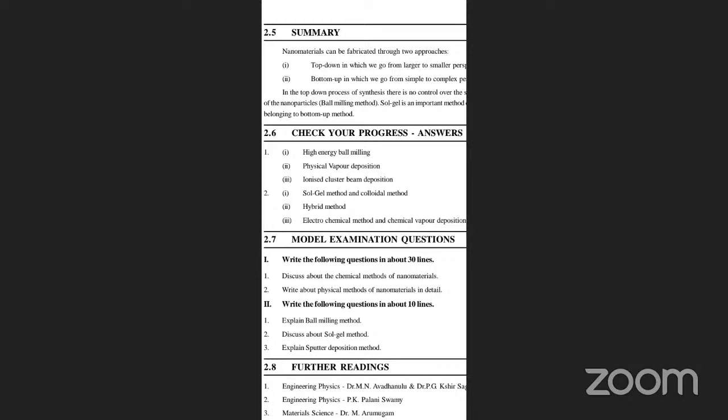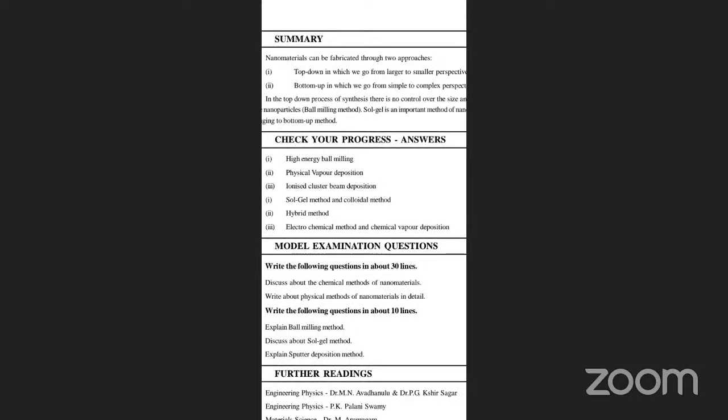Next, model examination questions. What we have discussed about the chemical methods of nanomaterials. Write about physical methods of nanomaterials in detail, and explain the ball milling method, sol gel method and sputter deposition method. So after that, we go for the remaining books.